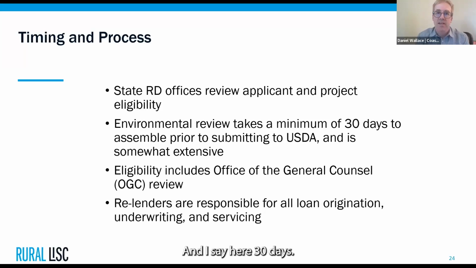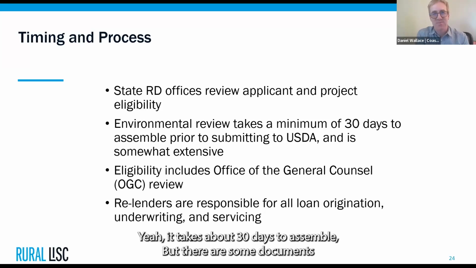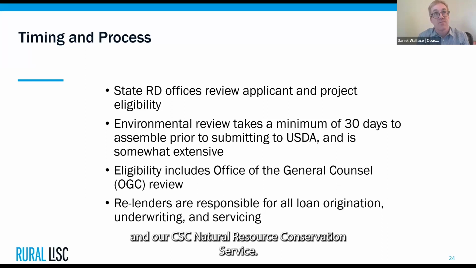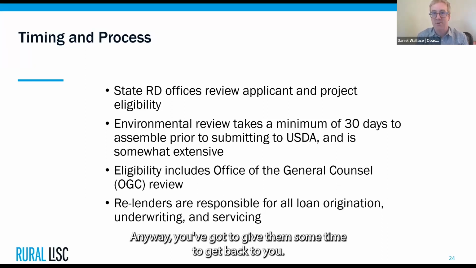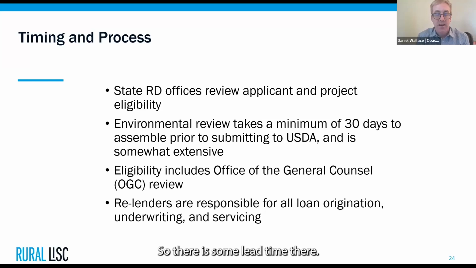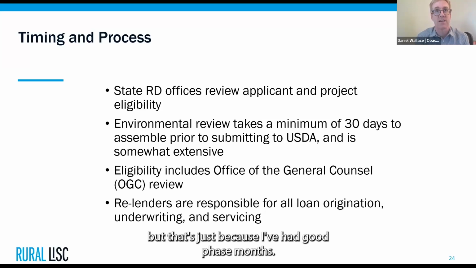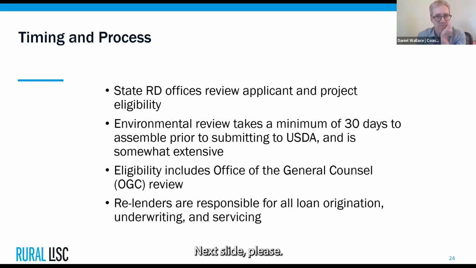And I say here 30 days. I'm sorry, Kathy, that's a mistake. It's a minimum of 45 days. Yeah, it takes about 30 days to assemble, but there are some documents that have to go out to all these other parties, like IF&W, Inland Fisheries and Wildlife, or NRCS, Natural Resource Conservation Service. Anyway, you've got to give them some time to get back to you. So there is some lead time there. Phase one is usually required. I have not had to do a phase two on anything yet, but that's just because I've had good phase ones. Okay, great. Next slide, please.